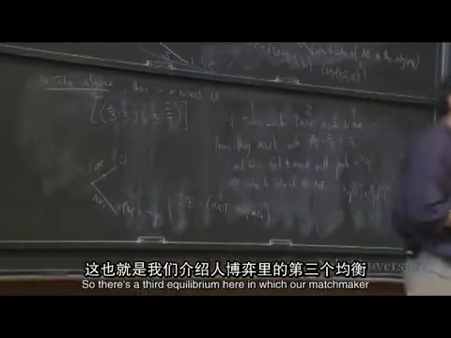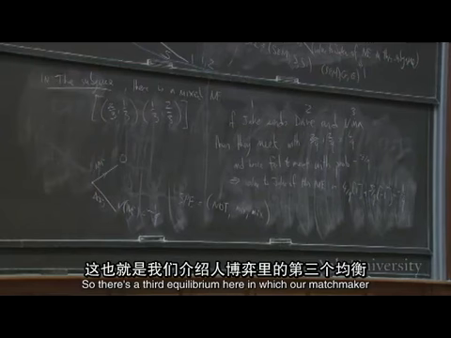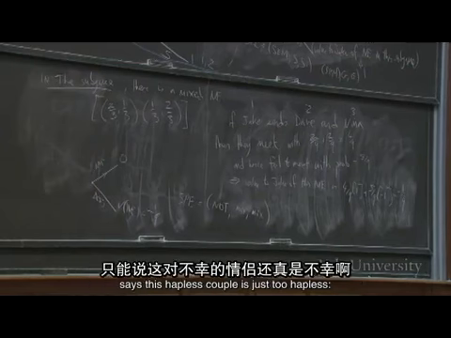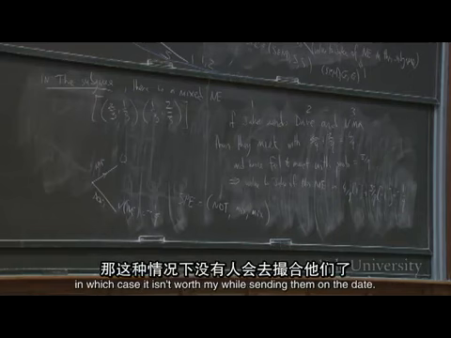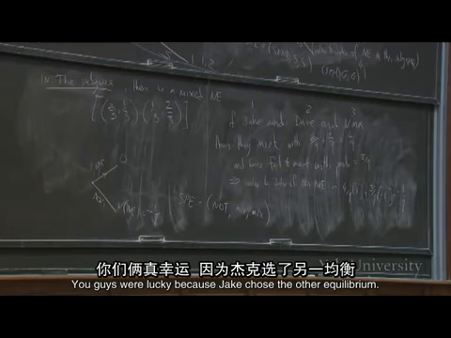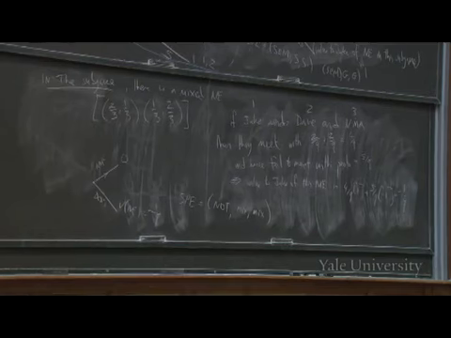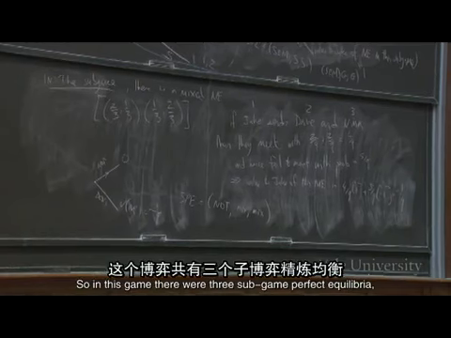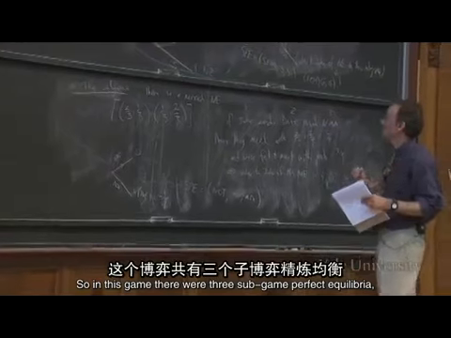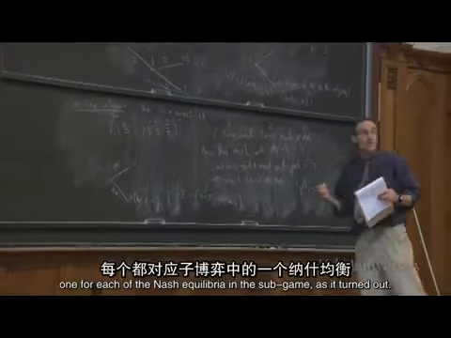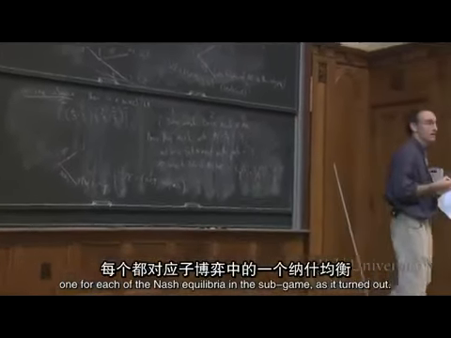All right, so there's a third equilibrium here in which our matchmaker says this hapless couple is just too hapless, they're going to play the mixed strategy equilibrium, in which case it isn't worth my while sending them on the date. You guys were lucky because Jake chose the other equilibrium. Figured you were playing the other equilibrium, which it turned out that you were. All right? So in this game, there were 3 subgame perfect equilibria. 1 for each of the Nash equilibria in the subgame, as it turned out.